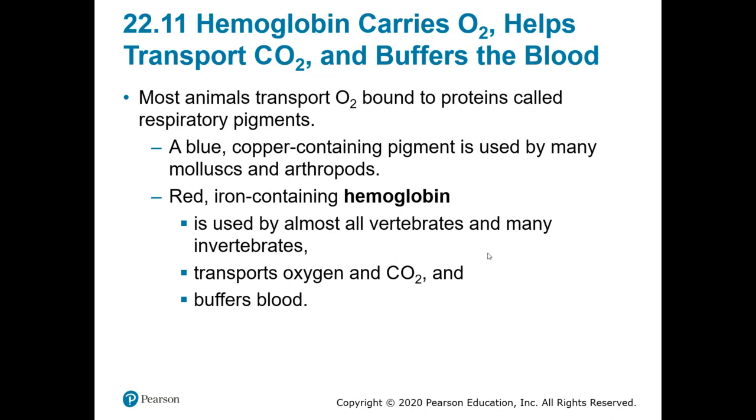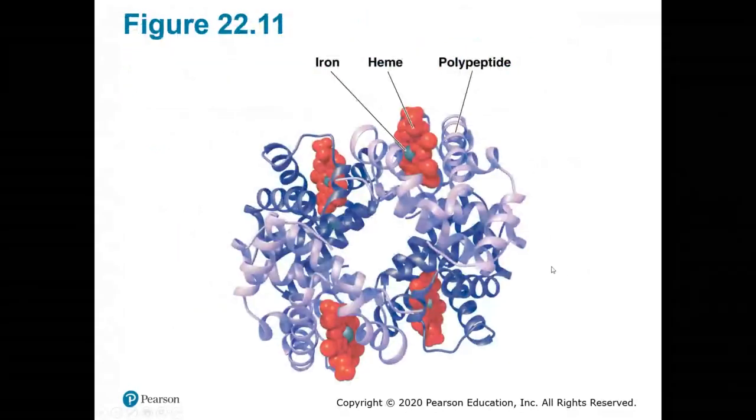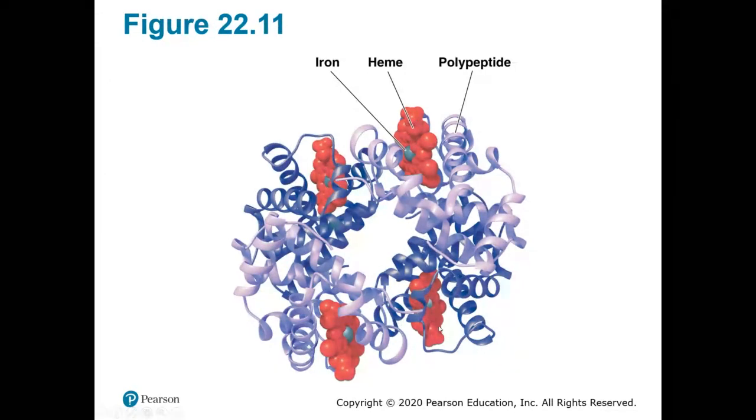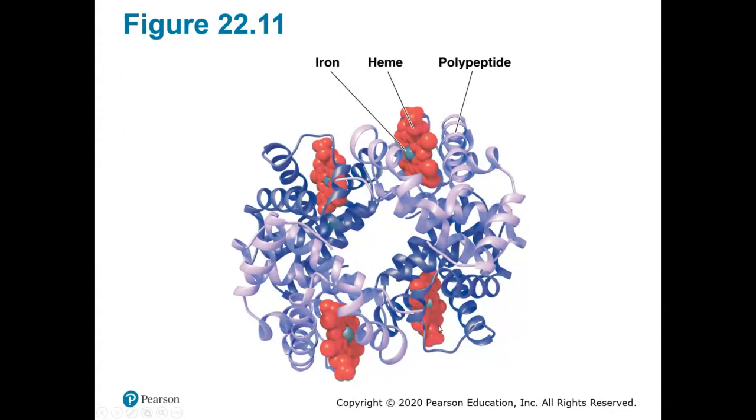So it's used by almost all vertebrates and many invertebrates to carry oxygen. So that's kind of a universal theme between living things. And it transports oxygen and a little bit of CO2, and it also works as a minor buffer as well. So this is our hemoglobin. So notice we have 4 heme groups that are here, and this molecule itself can attach to 4 oxygen atoms. All right, so we can carry 4 on each hemoglobin.